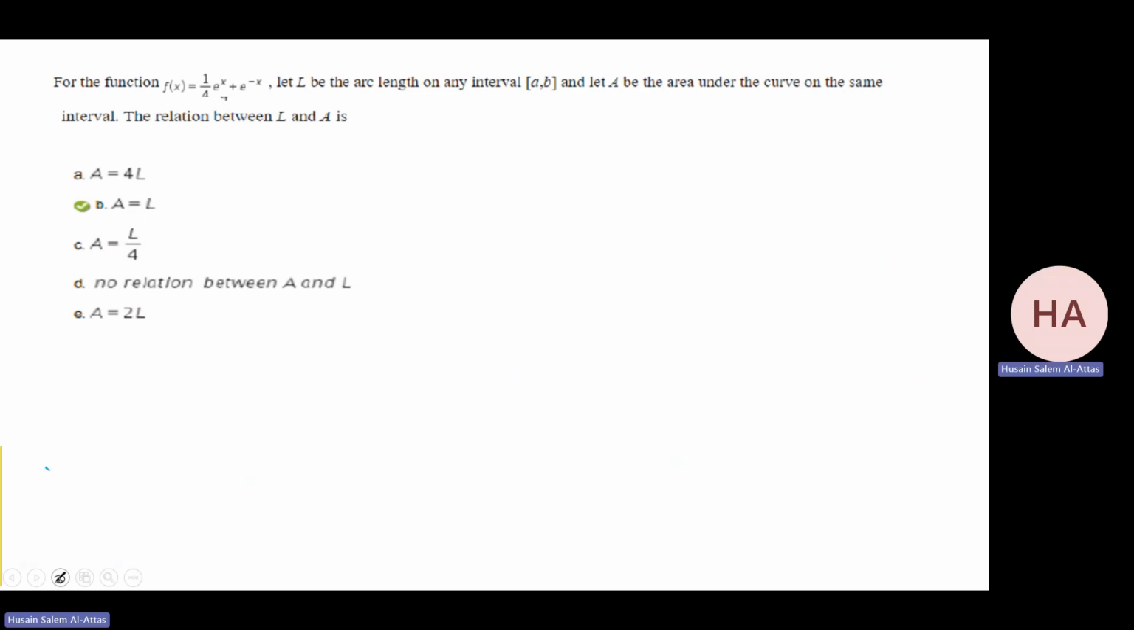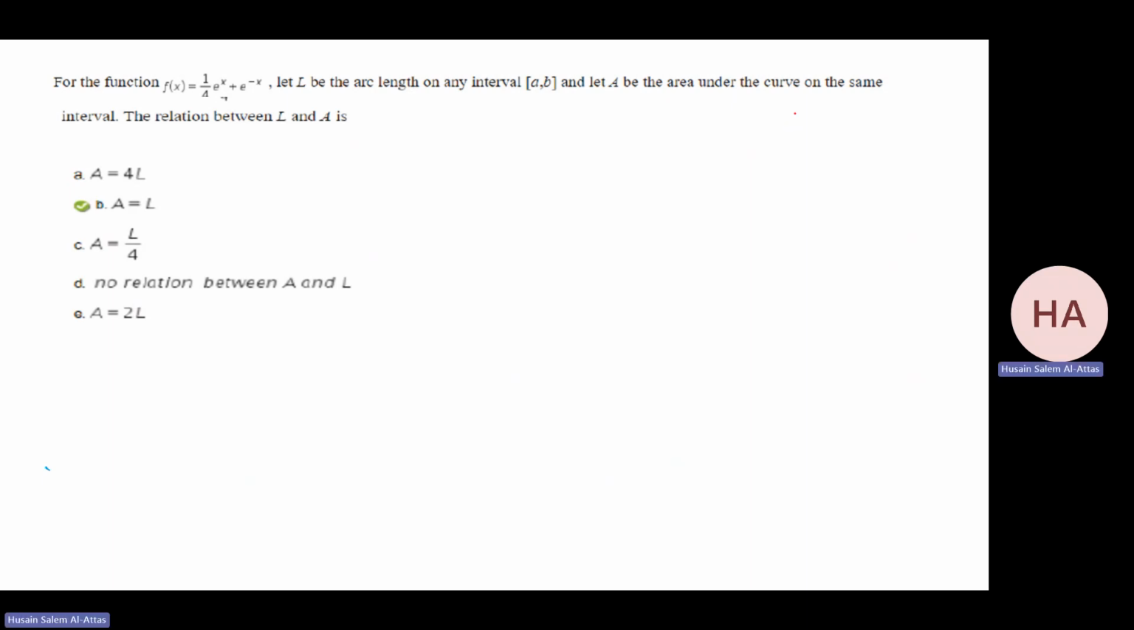No, this one I did not do before. Let me try to do it. I think this is a mix of two questions. It will be the arc length on an interval, and the area under the curve on the same interval. Okay.